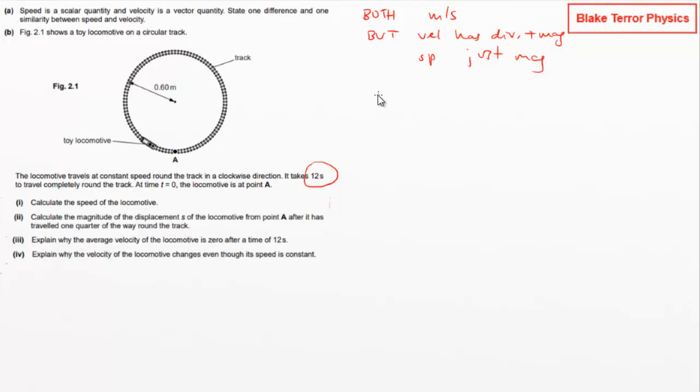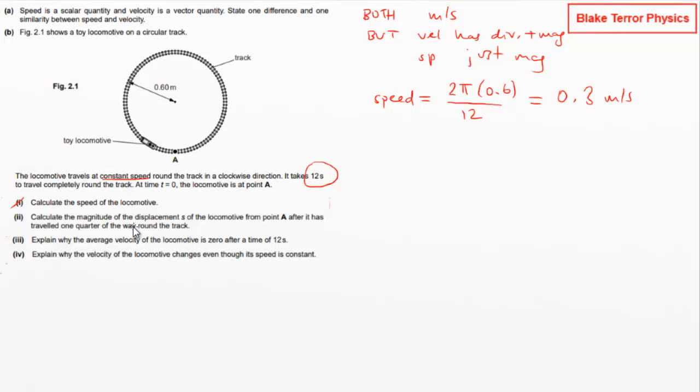Okay, so the speed is, it's going at a constant speed. That's what I was just checking there. So that's distance over time. That's going to be 2 pi times 0.6 divided by 12, which is our time. So let's put all of that in. We've got 1.2 times pi divided by 12, which is 0.3 meters per second.